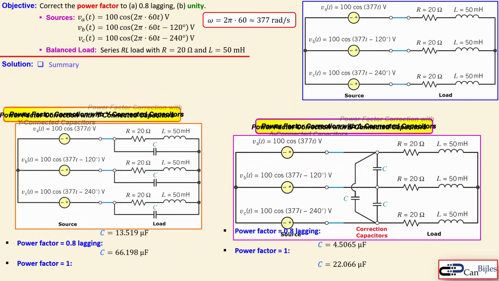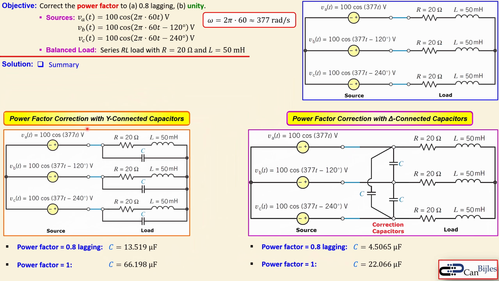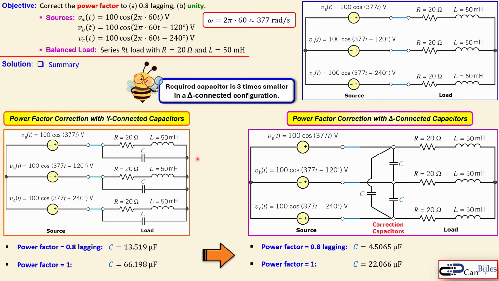Okay, let's make the summary here. You see actually here now the full picture, power factor correction with the Y-connected capacitors and power factor correction with the delta-connected capacitors. Again, you see here the comparison of the capacitor values between these 2 configurations. Again, it depends on what is beneficial and what is then more practical in the system you are working on.